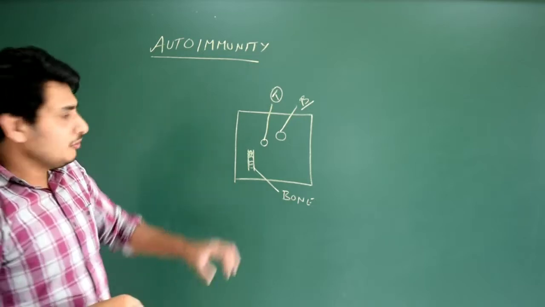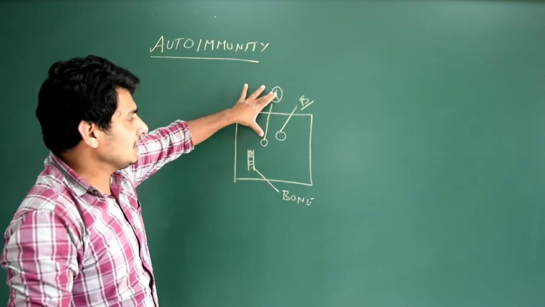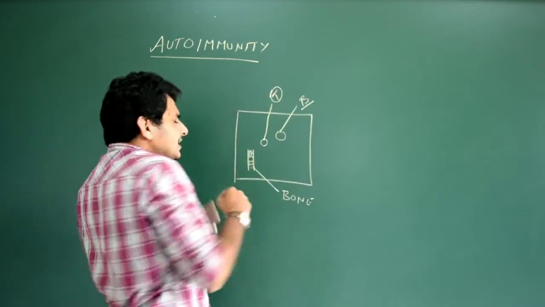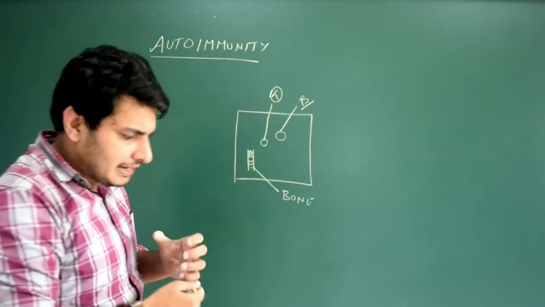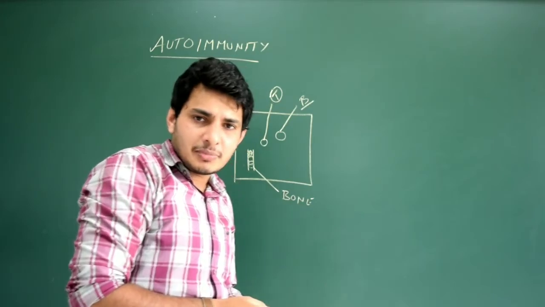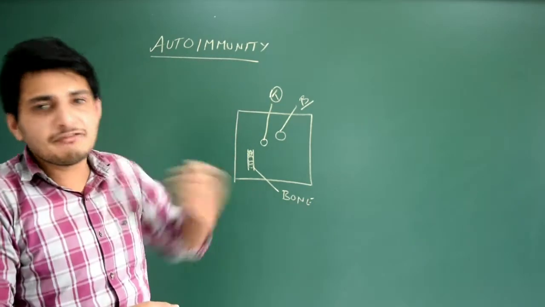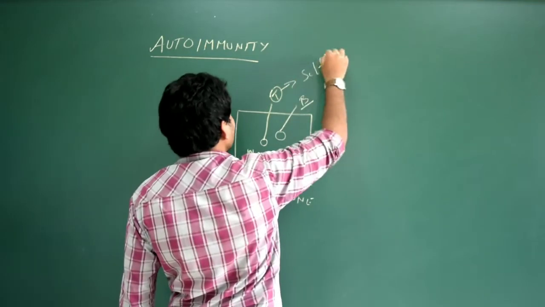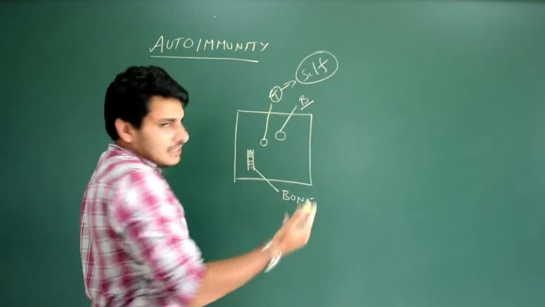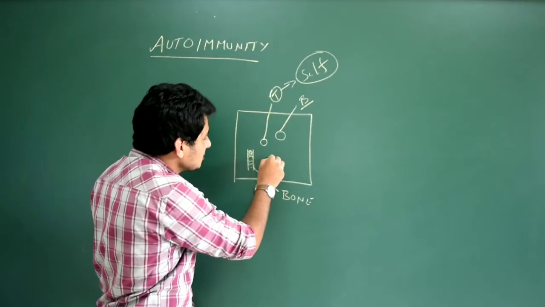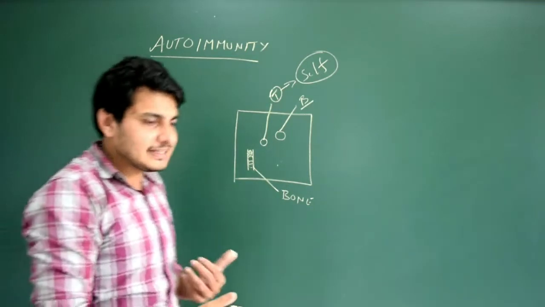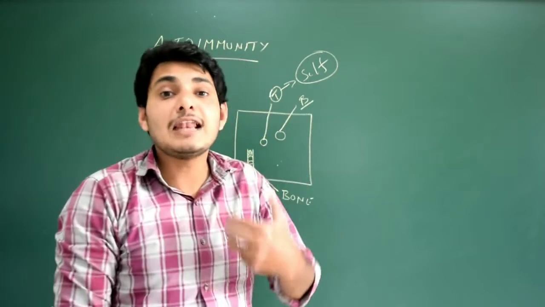In our body we have a specialized lymphocyte, that is T lymphocyte, which normally plays an important role in determining the self cells and non-self cells. It can differentiate between self and non-self cells. So we just write here self cells. What is the meaning of self cells? Self cells means the cells which are present in this square, that is the body. Got it? Whatever cells I have, those are my self cells.